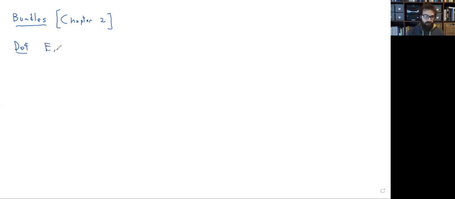So we start with E and M manifolds. And we take a map, phi, just a map, which is smooth. And again, when I write manifolds, I mean smooth manifolds. And you should think that this always also works for complex manifolds. And every time I say smooth, you should replace it with holomorphic. Okay, so we take a smooth map.